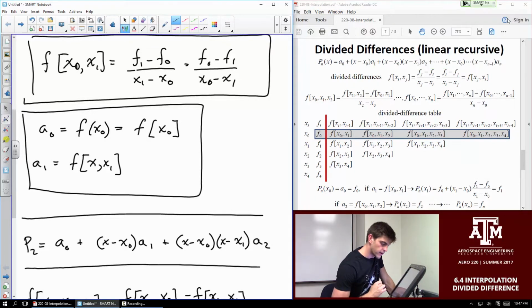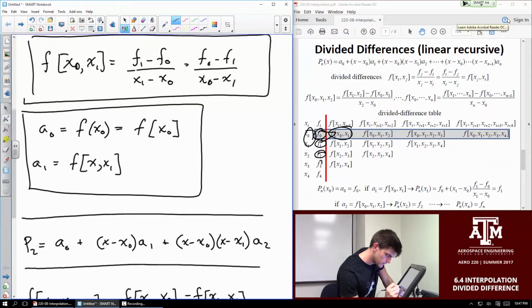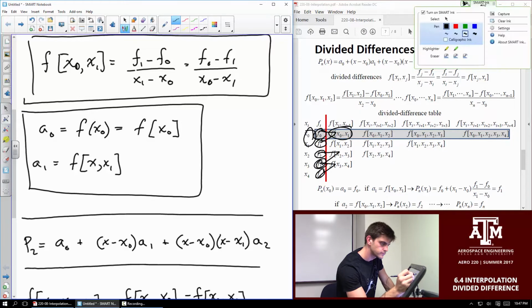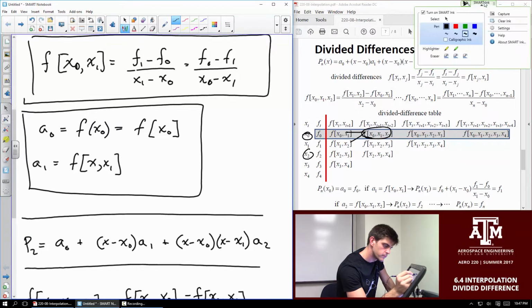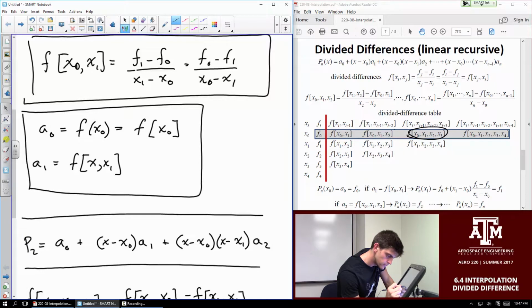So, one additional final recap. To get this, you use this and this and this difference. And these two guys you use to get that, and these two guys you use to get that, and so on. To get this guy, you use these two and these two. To get this guy, you use these two and these two values.